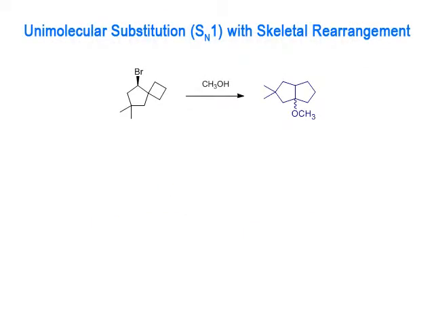When secondary systems with a good potential leaving group attached undergo solvolysis reactions through the SN1 mechanism, a skeletal rearrangement is possible. We can see in this example a secondary bromide is going to be lost to form a carbocation, which then rearranges, with trapping then of the solvent to produce the rearranged product.